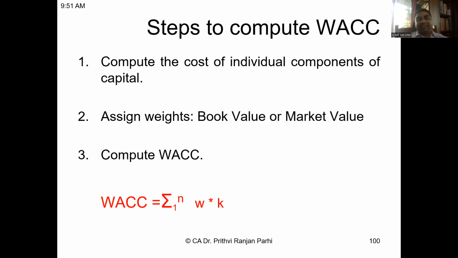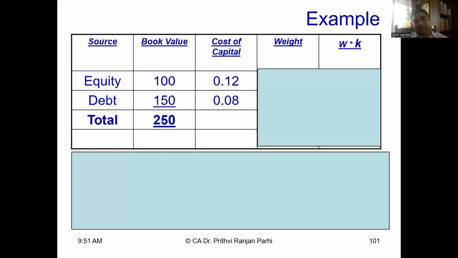Then assign weights on the basis of book value or market value. Suppose it's equal, so it is 0.5, 0.5, or let us say 60%, 40%, that is 0.6, 0.4. On that basis, weights have to be assigned. Then weighted average cost of capital is the sum of weights into cost.